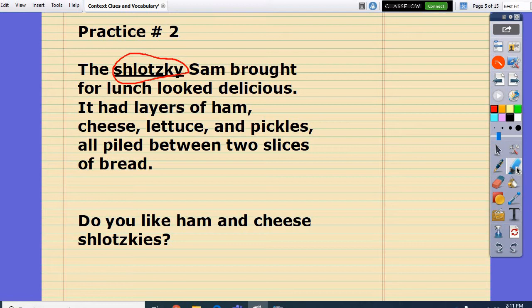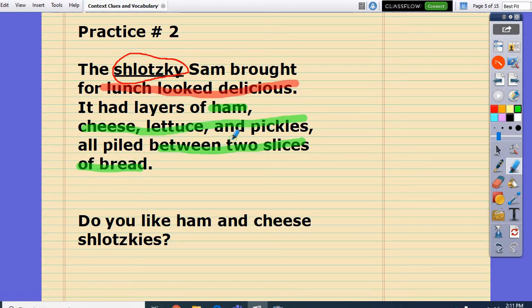Well, let's look at the clues because that's what we're working on. It says he brought it for lunch and that it looked delicious. I'm going to change the color. It had ham and cheese and lettuce and pickles on it. And it was between two slices of bread. What's a schlotsky? Yeah, it's a sandwich because sandwiches can be delicious. They can have ham and cheese and lettuce and you put it between two pieces of bread.